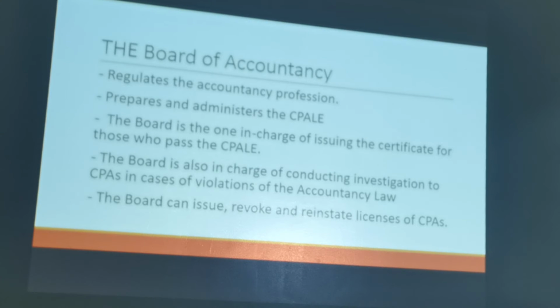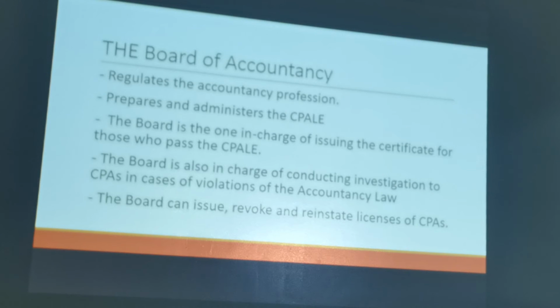Okay? Ano pa? As part of their power in terms of regulating the profession, they're also the ones who conduct investigation. No? In cases where violations of the accountancy law have been brought to their attention, sila yung in charge of investigating whether the accountant or the CPA involved is guilty as charged o hindi. Now, if found guilty, the board can actually revoke the license of the CPA. Pag sabi, okay, guilty as charged, so anong gagawin ni BOA? They can cancel or revoke your certificate of registration as a CPA. So pag ni-revoke yan, you cannot practice as a CPA.